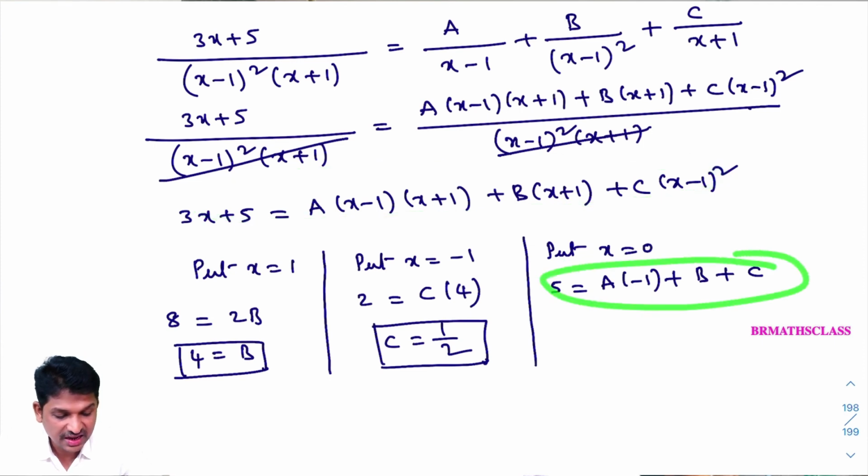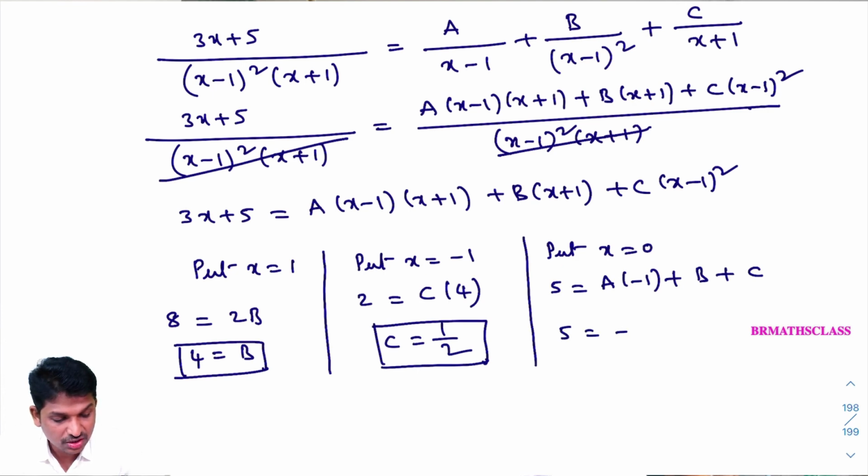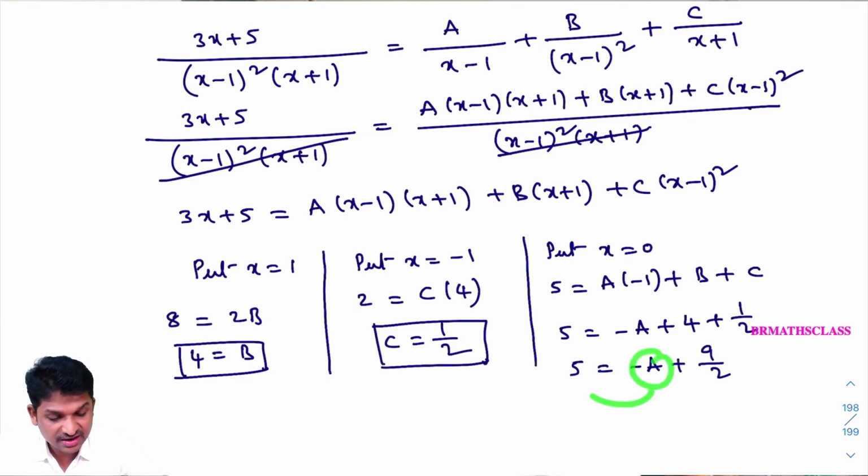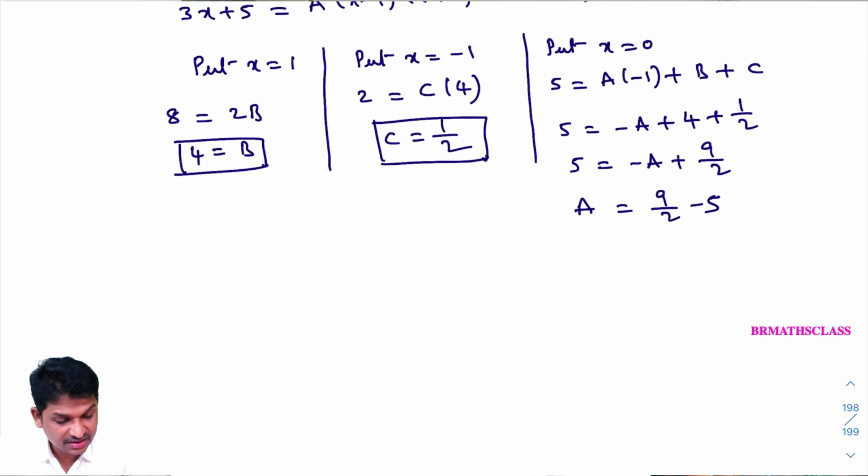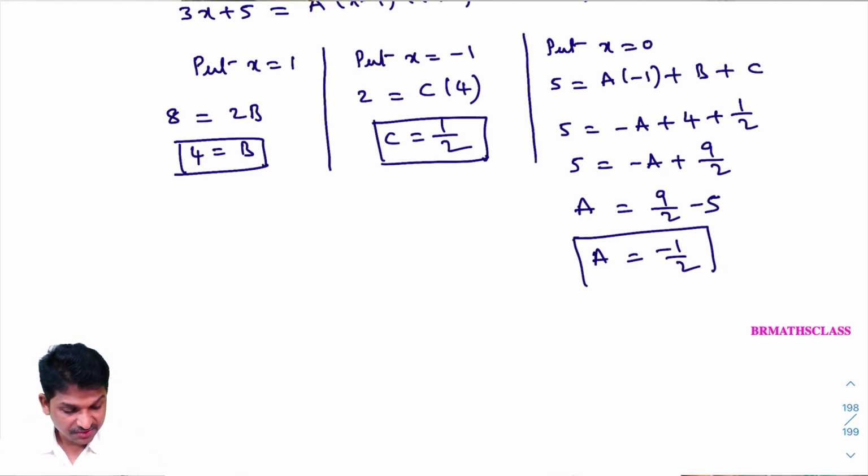Now, in this equation, as I already know B value, C value, I will substitute B value, C value. Substitute, what you will get? 5 equal to minus A plus. Look here, B. What is B? B is 4. B is 4 plus what is C? C is 1 by 2. Now, by simplifying this, I can get A value, right? So simplify here. 5 equal to minus A plus 4 2s are 8. 8 plus 1, 9 by 2. You take this A to the left hand side so that A equal to 9 by 2 minus 5. That is A equal to minus 1 by 2. 9 minus 10 by 2. Okay. So I got A value, B value, C value.